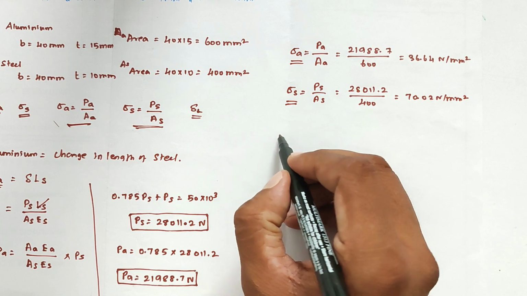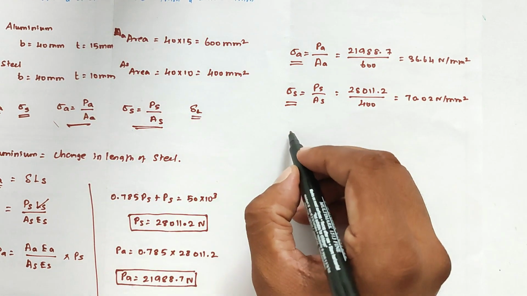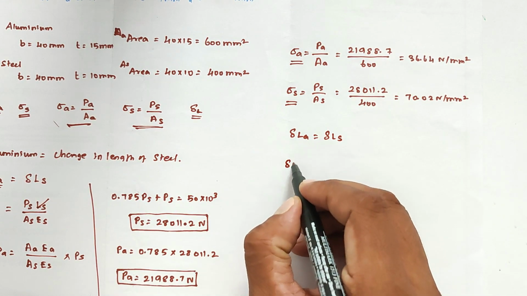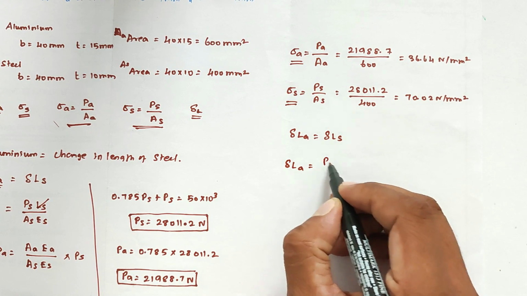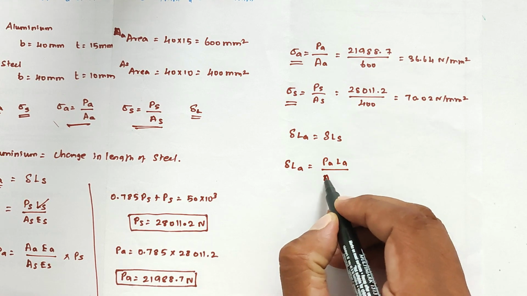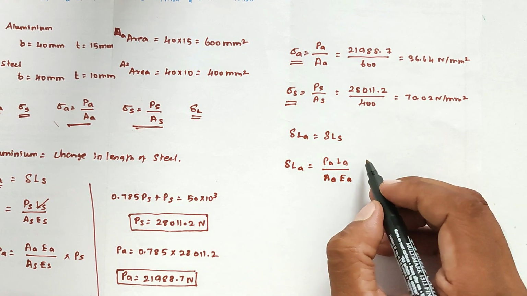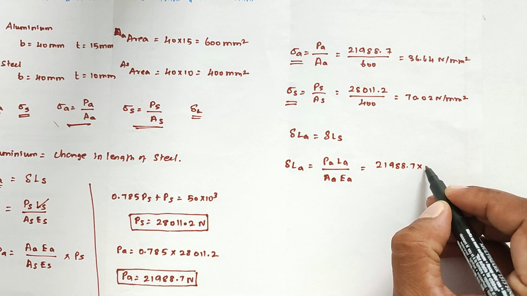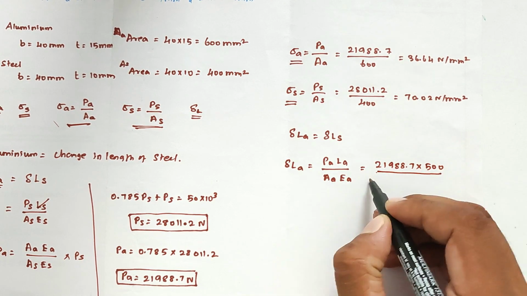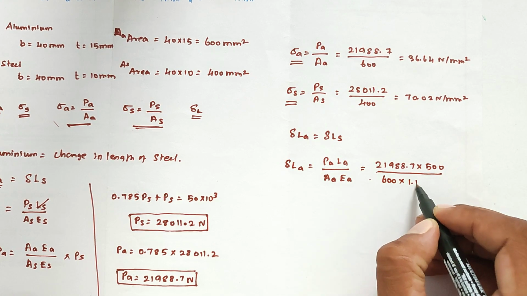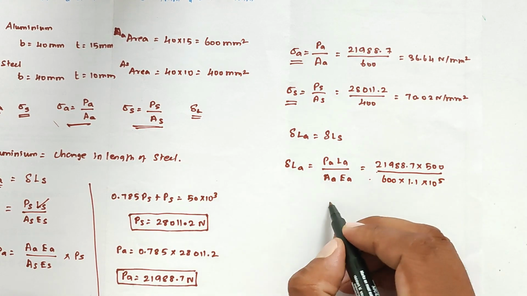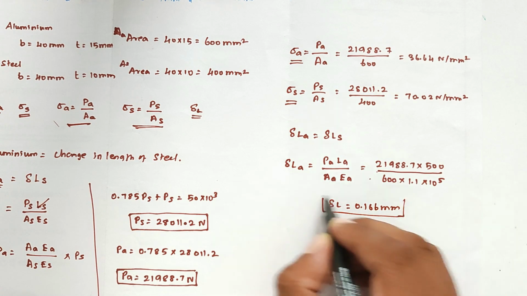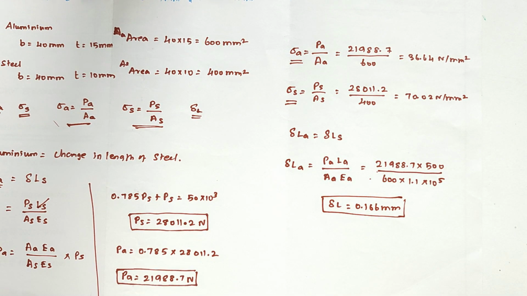The next question is to find the extension of the bar. Since del L A equals del L S, we need to find only one. Del L A equals PA LA divided by AA into EA. Substituting the values: 21988.7 into L, 500, divided by area 600 into EA, 1.1 × 10⁵. So the change in length equals 0.166 mm. This is the extension, the answer to the second question. This is the method we can solve the problem.